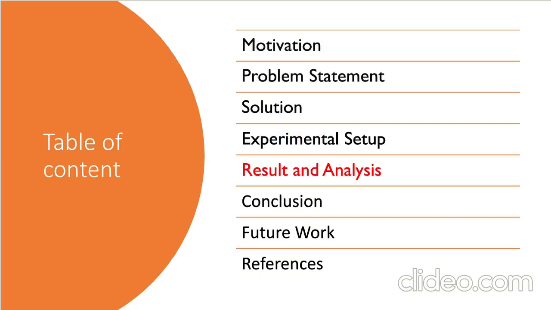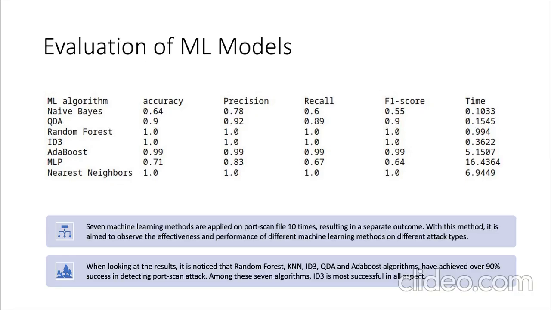Now in this section, we delve into the outcome of our experimentation. We applied 7 distinct ML models to the port scan file, repeating the process 10 times. This approach allows us to assess the effectiveness and performance of various ML techniques across different attack scenarios. Upon reviewing the results, a noteworthy observation emerges: the random forest, KNN, ID3, QDA, and AdaBoost algorithms have all demonstrated a detection success rate of over 90% when it comes to identifying the port scan attack.